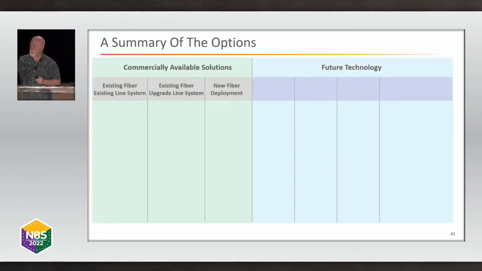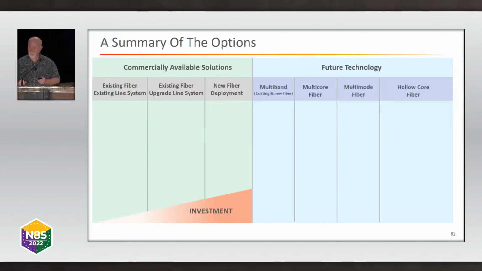And the commercially available solutions, remember I divided them down into those 3 categories, where you're using the same fiber or today's fiber with today's line systems, moving to existing fiber with new line systems, and then finally new fiber deployments. And of course the investment rises as you move from left to right there. Now in the future technologies, there's multi-band, there's multi-core fiber, multi-mode fiber, and hollow core fiber. So there, the question you asked there is, what is the risk of choosing a technology that isn't going to catch on from a commercial point of view? The likelihood of commercial deployment.